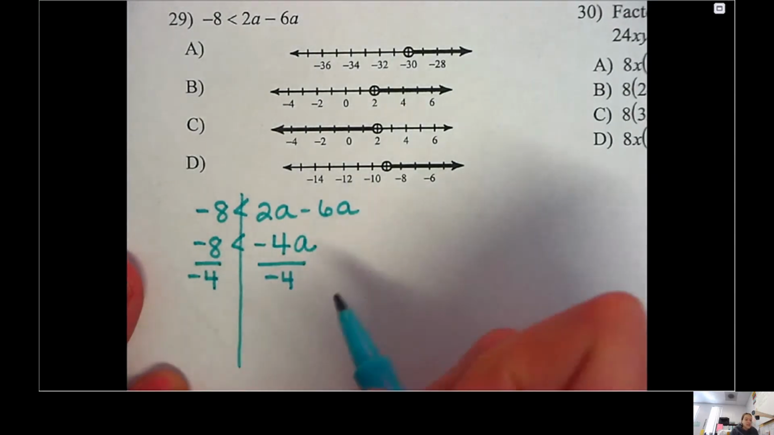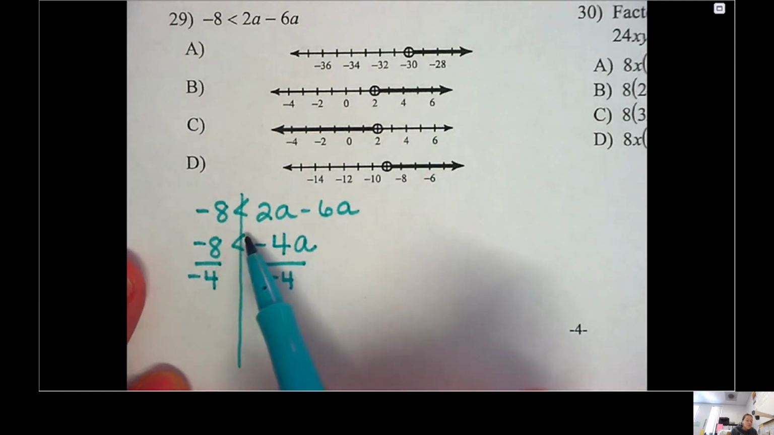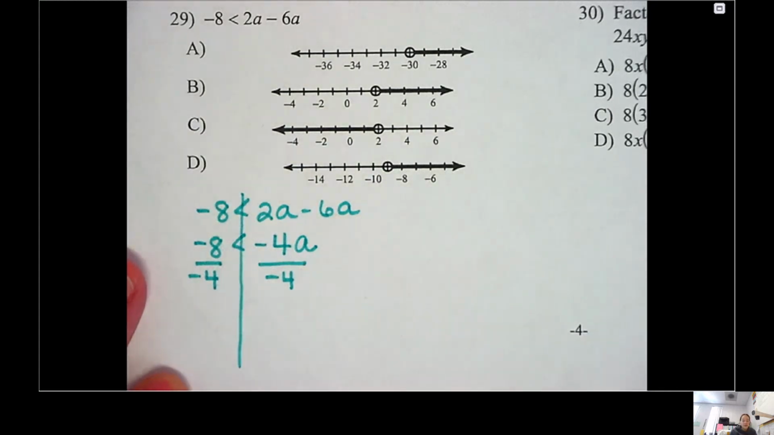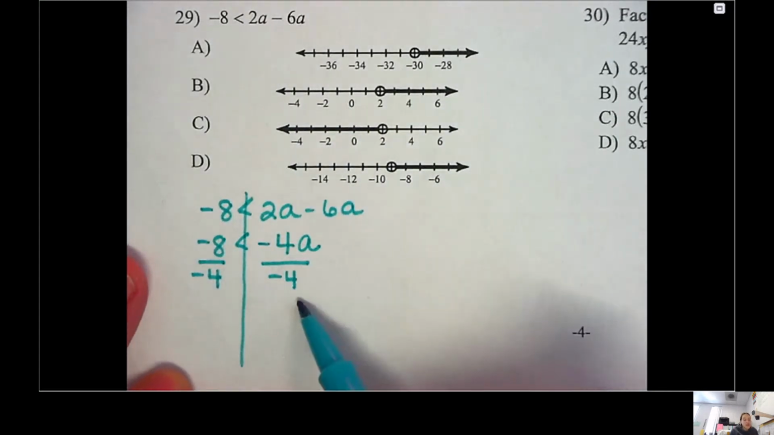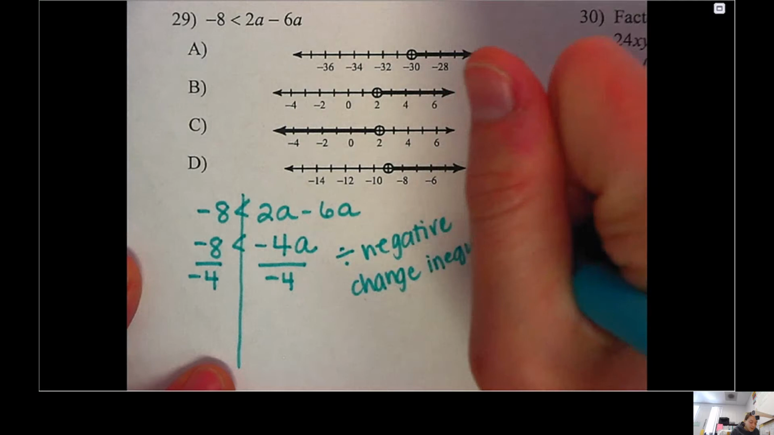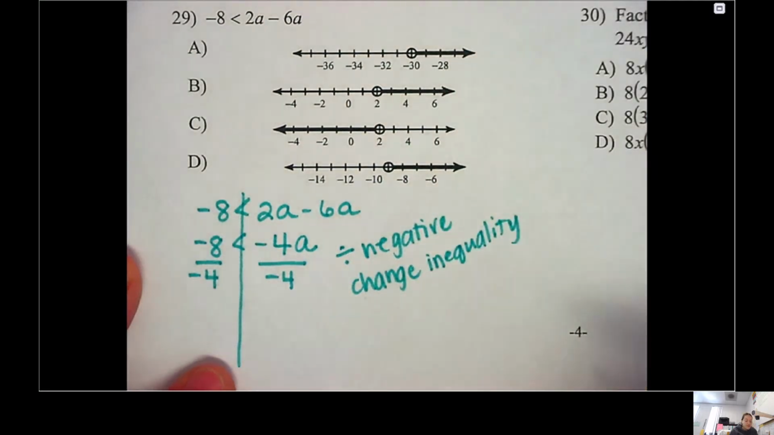Now, when you divide by a negative number in an inequality, you must change the sign over here from either greater than or less than. You must flip the sign, okay? That only is when you divide by a negative. So when you divide by a negative, you have to change the inequality. That means flip it, essentially, right? From greater than to less than.